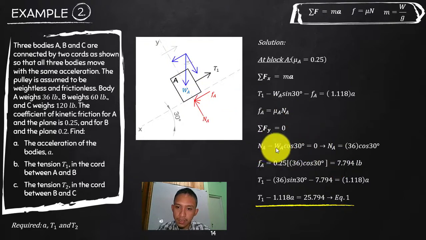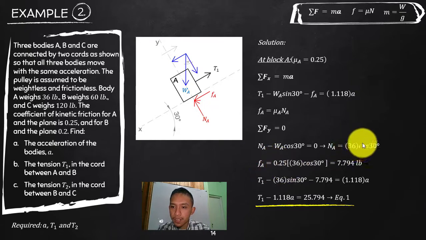You will end up with the normal force, or the reaction of the surface, being the weight of A times cosine 30, because this is the component, cosine 30. So your N_A is 36 cosine 30 degrees. 36, that is the weight, isn't it? So if that is your normal force, then F is equal to mu N. Your mu is 0.25, so your F is 0.25 times 36 cosine 30.